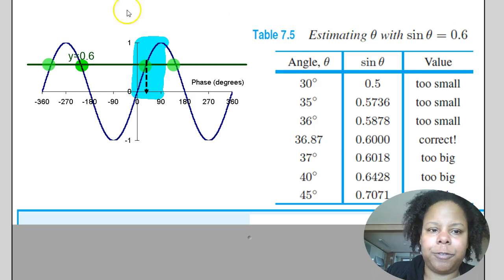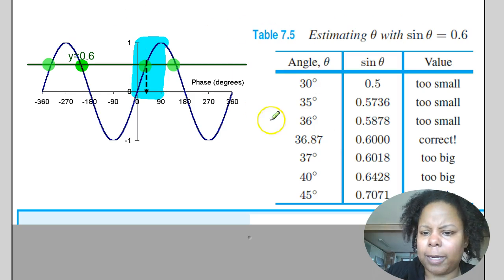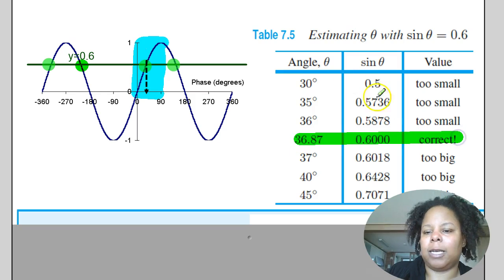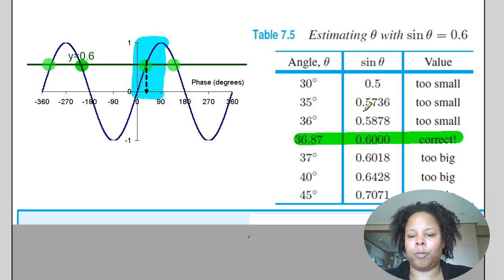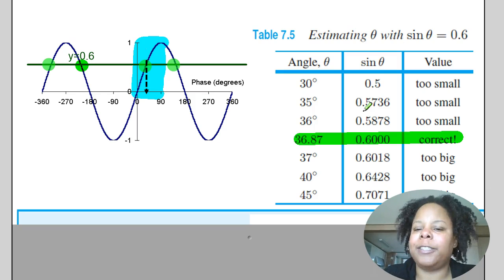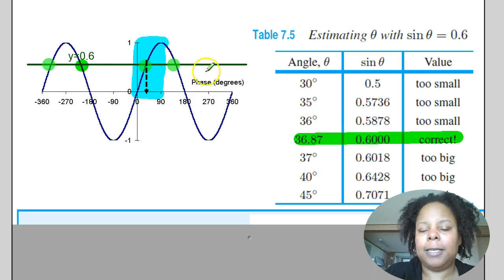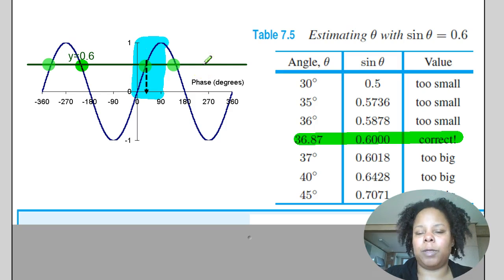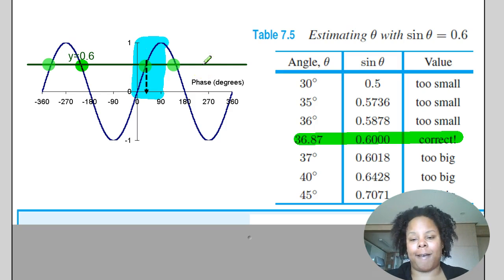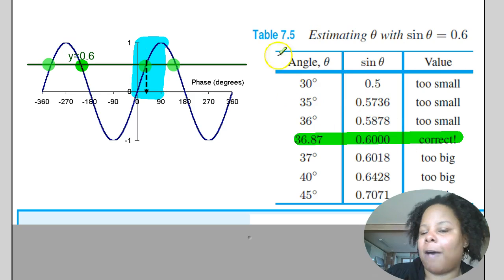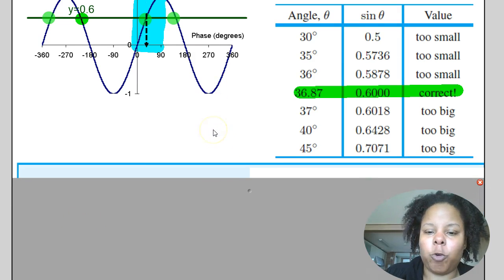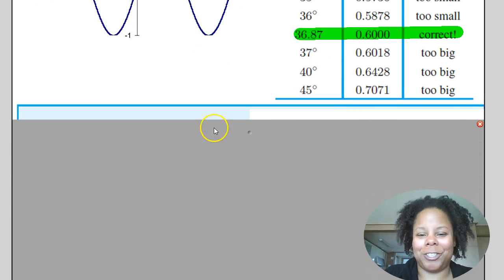And when I do that, I do find numerically that it is 36.87, because that would give me a sine value of 0.6. Now these strategies are good, except they take a lot of time, and there has to be an easier or quicker way to find this value without plugging in a whole bunch of different values. And there is. But before we determine that way, I want to explain something that will help us.